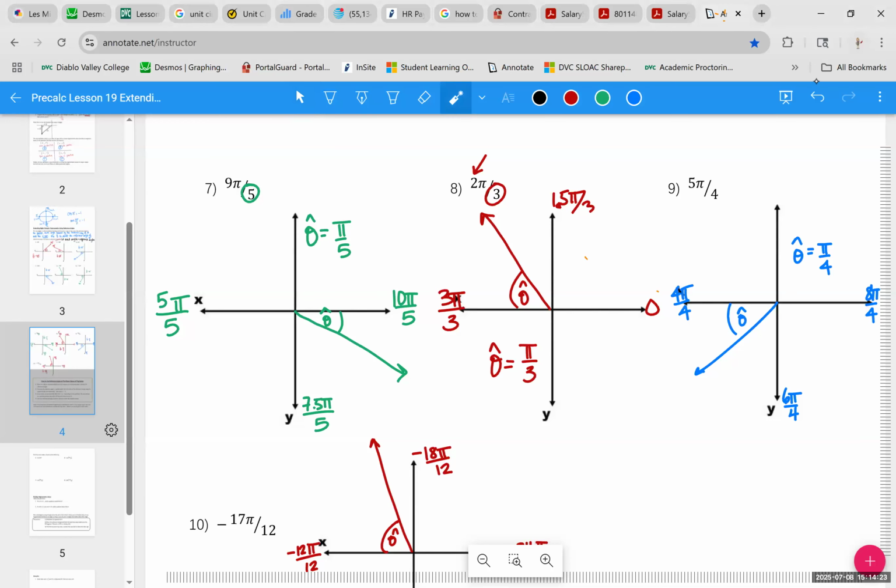All right, 5 pi over 4. So pi would be 4 pi over 4. 2 pi would be 8 pi over 4. Halfway in between those two would be 6 pi over 4. So 5 pi over 4 has got to be between the 4 and the 6 right here, giving me a reference angle right here. If this is 5 pi over 4 and that's 4 pi over 4, what's the difference? 1 pi over 4.